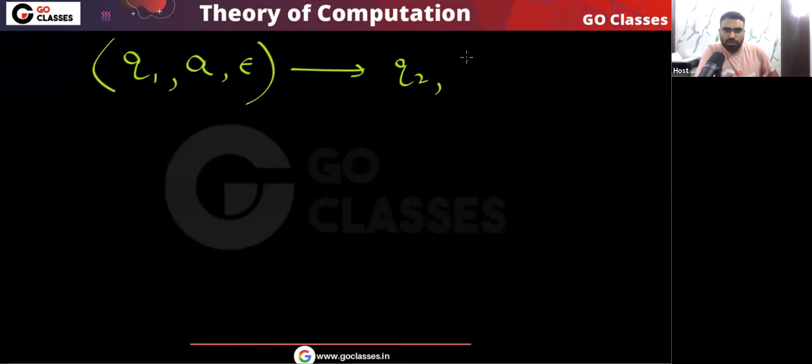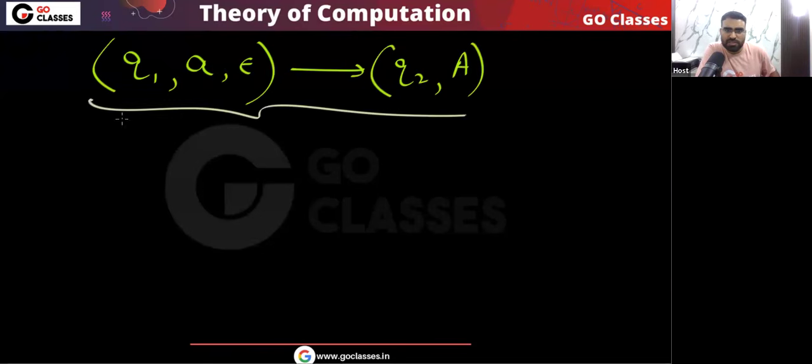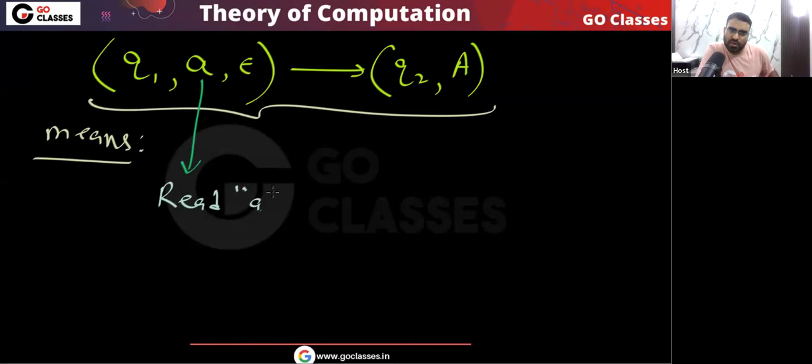So in this transition, remember, if you are in some state, maybe this is state Q1, and you read this symbol A and this epsilon, and then you go to some state Q and you push something, what this transition actually means is that you are reading this symbol A on the input string.